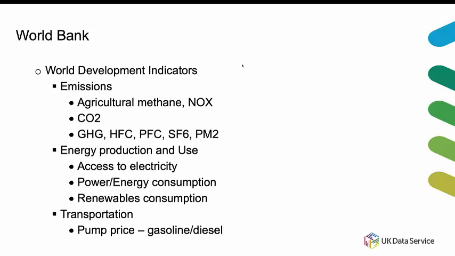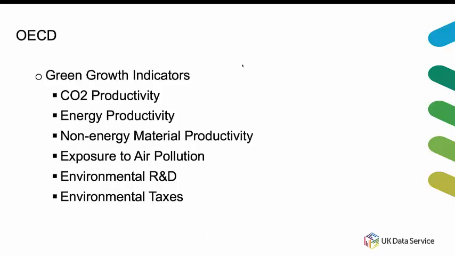We've got energy production and use, looking at access to electricity and whether they're able to use renewable forms of generation. And we've also got a few items on transportation, so pump price, gasoline and diesel, air transport, freight, passengers, railway lines, distance, passengers, amount of goods transported, which might be of some use to you.